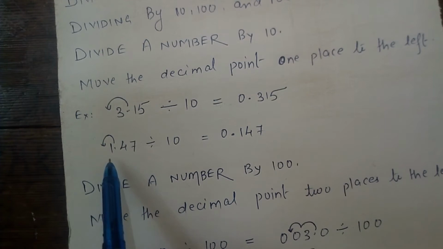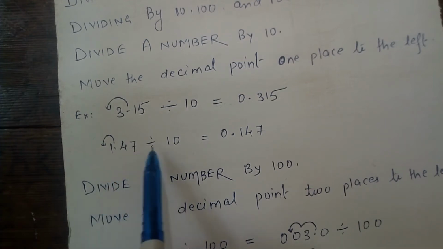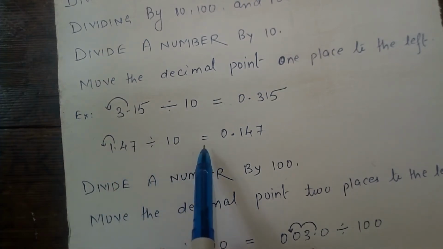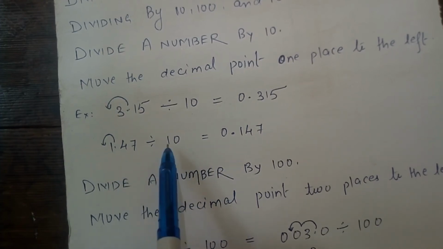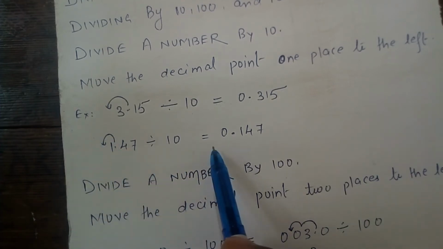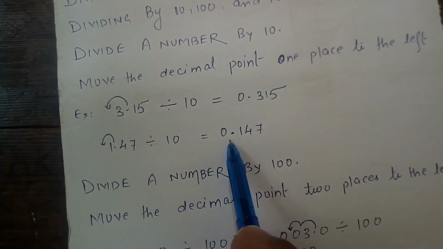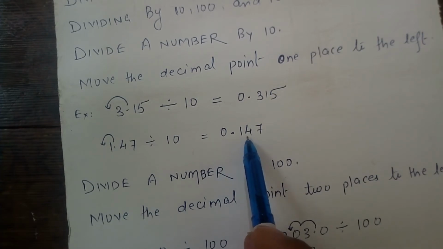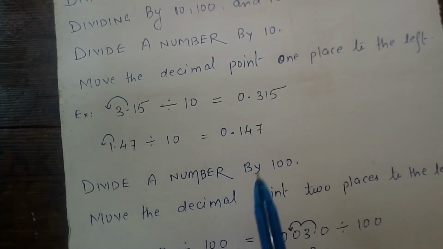Okay. Suppose you have another decimal number, 1.47, divided by 10. So what will we get? According to the statement, move the decimal point one place to the left. So your answer will be 0.147.